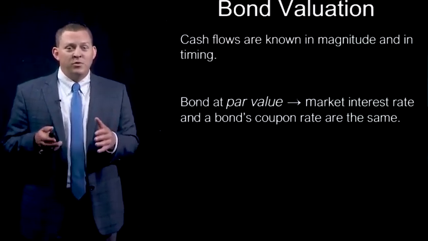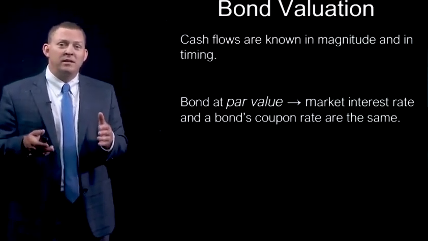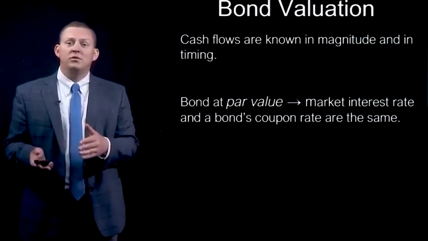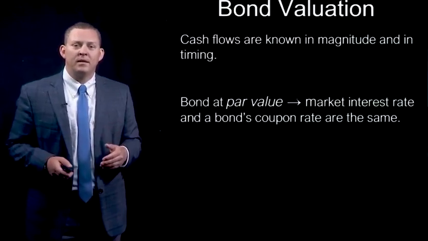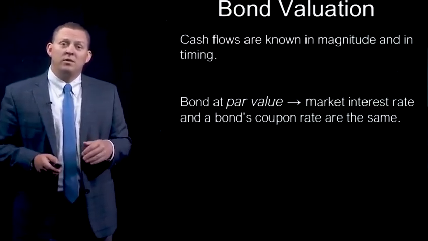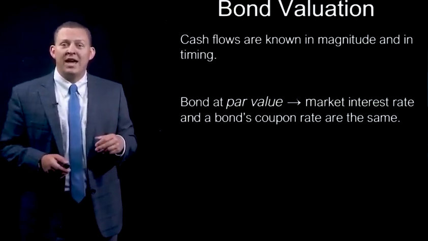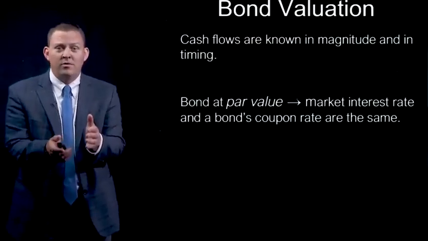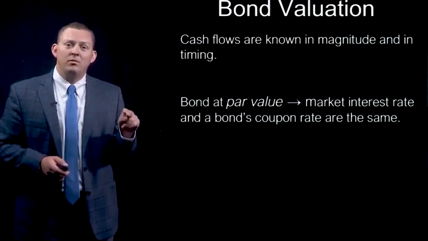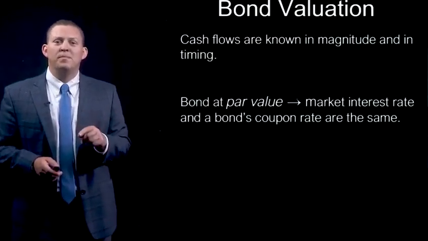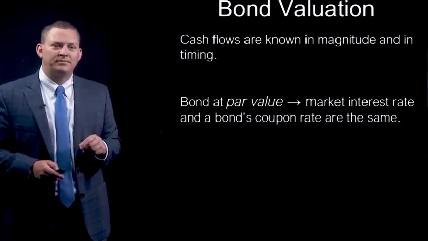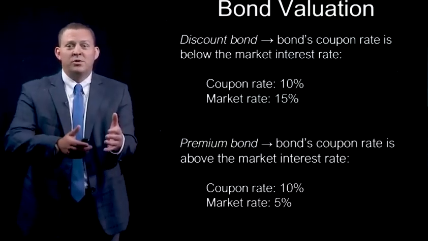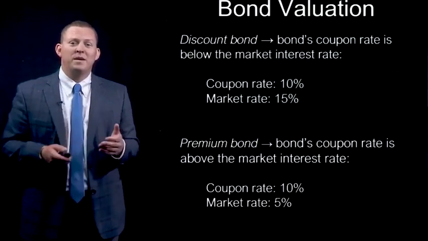We can apply this to valuing bonds because we can map out the cash flows both in magnitude and in timing. Important to know is where the bond is sold at. A bond sold at what we call par value means that the market rate is equal to the bond's coupon rate. In contrast, other bonds could be sold at a discount or a premium.